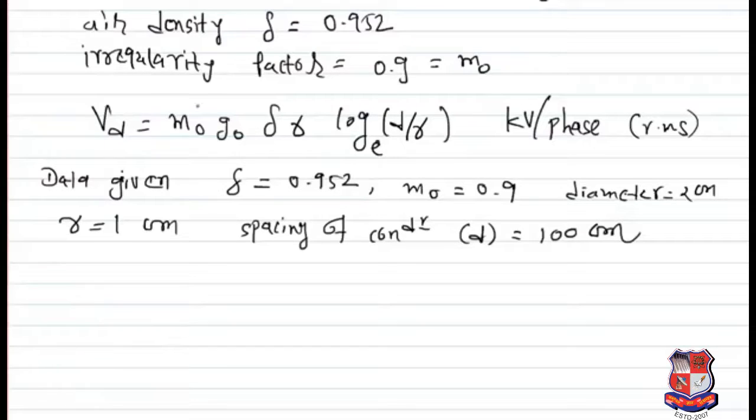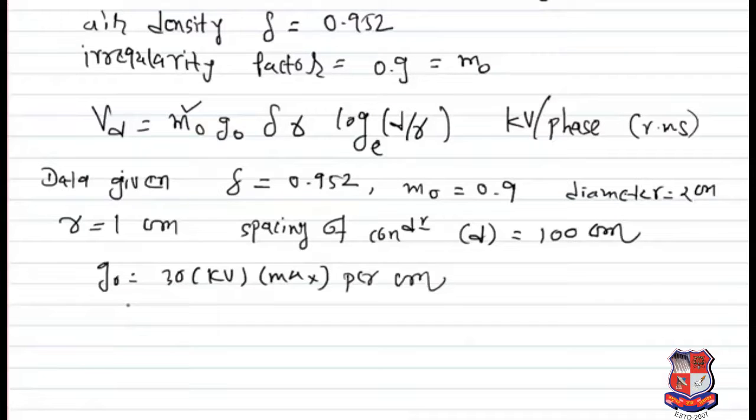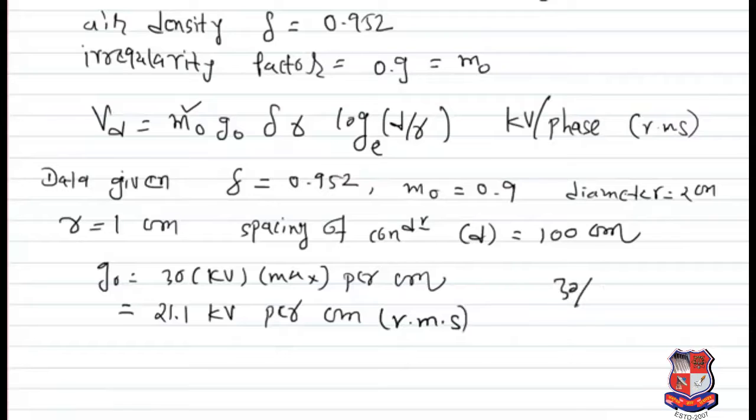So m0 is given, g0 is written as 30 kilovolt, but it's a maximum value per centimeter. So the RMS value is 21.1 kilovolt per centimeter. How can you find the RMS value? You have to divide 30 by root 2. So this is your RMS value.